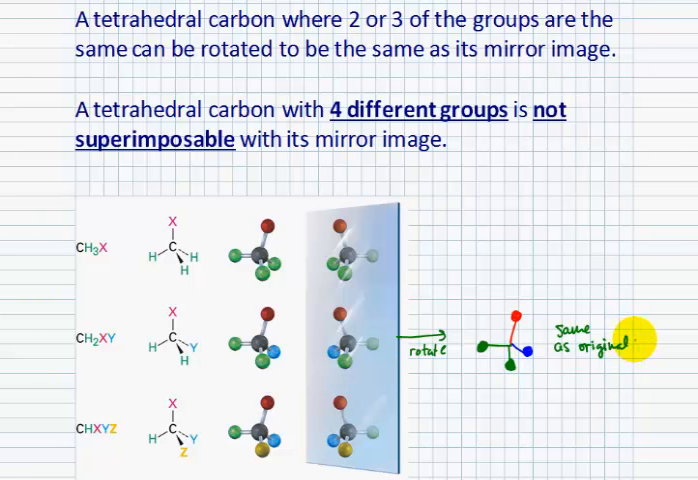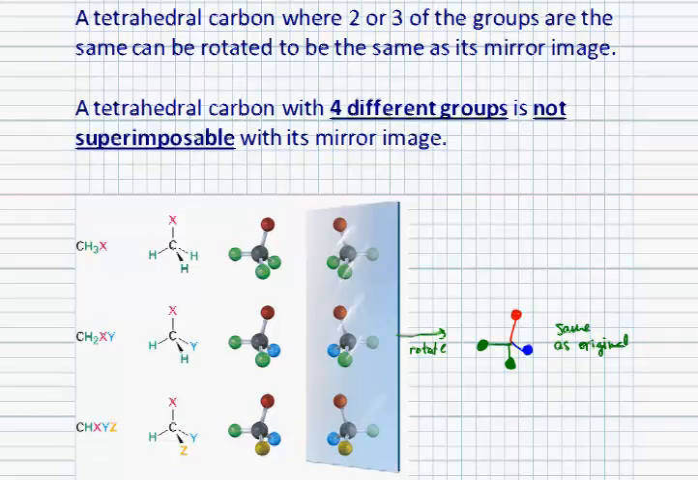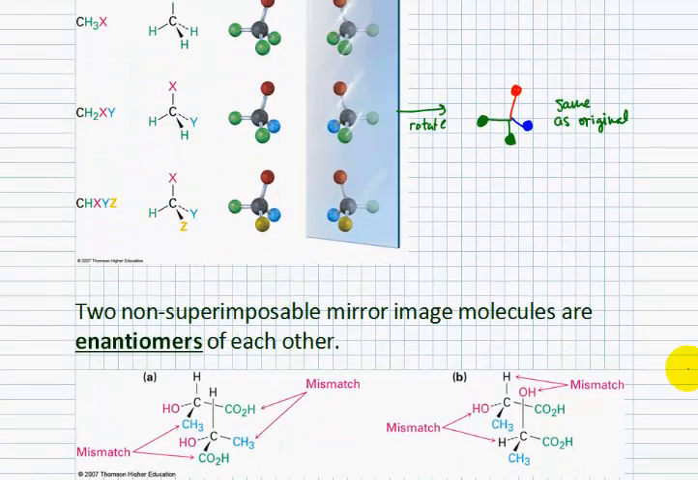However, if I have all 4 groups that are different, the mirror image will be fundamentally different from the original molecule, and there's no way I can twist that around in order to make it the same. Here, for instance, are 2 mirror image molecules. If I tried to superimpose them, 2 of the groups will match, but 2 of the groups will mismatch. I could try to rotate it around again to get the other 2 groups matching, but then the remaining groups will mismatch. I have some 3-dimensional models that I've linked to on the web page that if you don't have access to a model kit, take a look at some of these and they'll help you out.